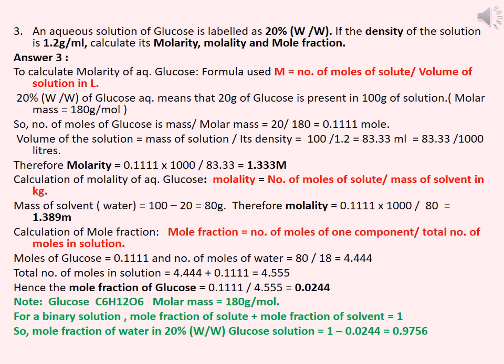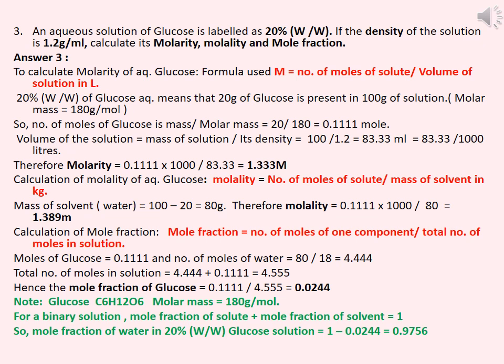So moles you have calculated, moles of glucose, 0.1111 divided by 83.33 divided by 1000. So 1000 will come to the numerator. Therefore, we get 0.1111 into 1000 by 83.33, which is 1.333 molar. So that's the molarity of the solution of glucose, 20% W by W glucose solution.